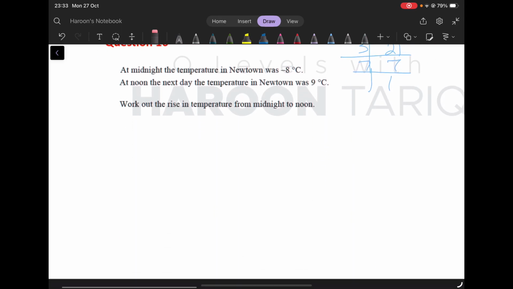Next, at midnight the temperature was minus 8 degrees Celsius, and at noon the next day the temperature in Newtown was 9 degrees Celsius. Work out the rise. We can just make a timeline, I guess. Minus 8, and the maximum at 9. Just take a few jumps till you get positive 9. So let's say we take a jump of 8.